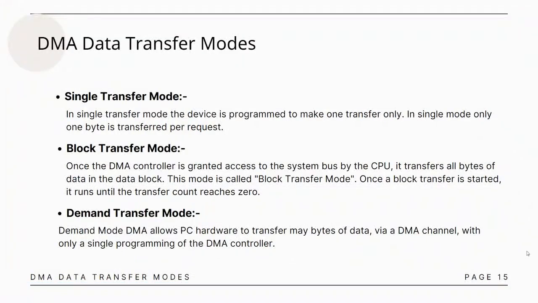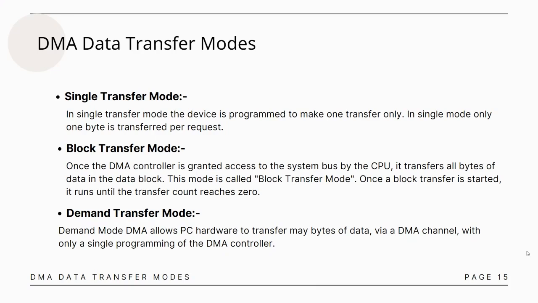There are five types of DMA data transfer modes. First is the single transfer mode. In single transfer mode, the device is programmed to make one transfer only. In single mode, only one byte is transferred per request. Second is the block transfer mode. Once the DMA controller is granted access to the system bus by the CPU, it transfers all bytes of data in the data block. This mode is called block transfer mode. Once a block transfer is started, it runs until the transfer count reaches 0.